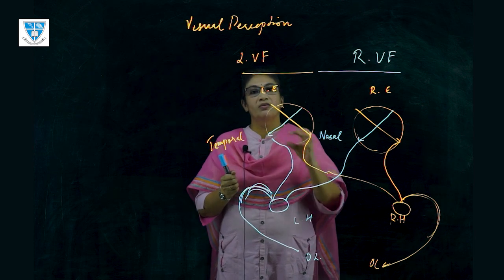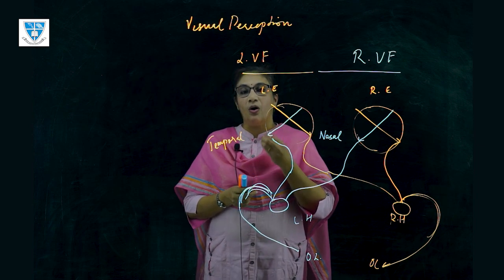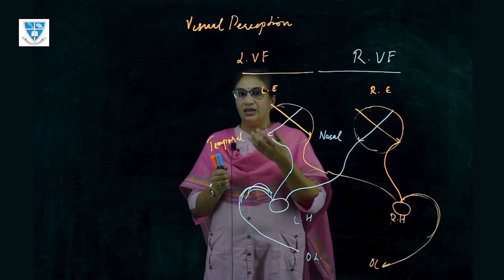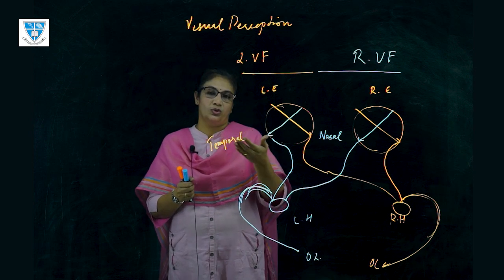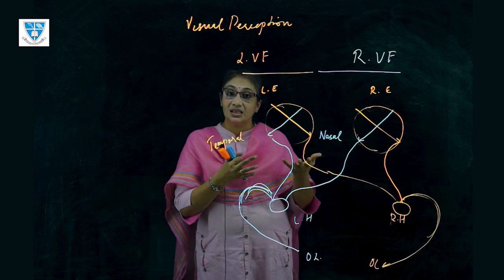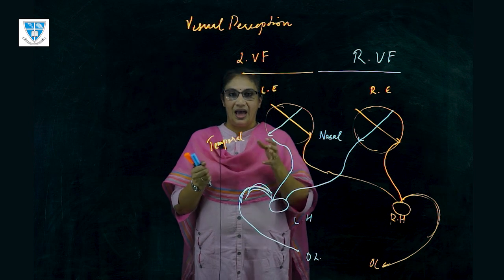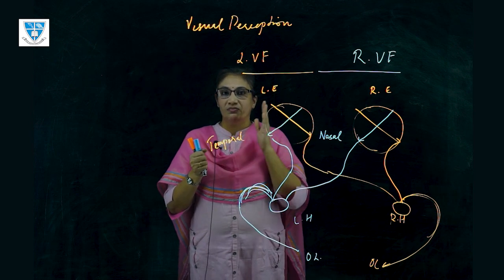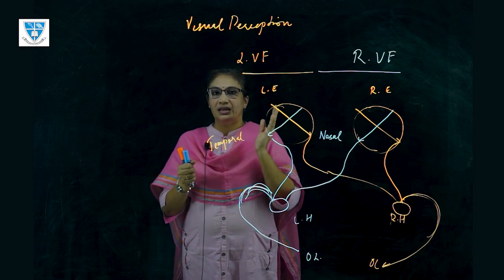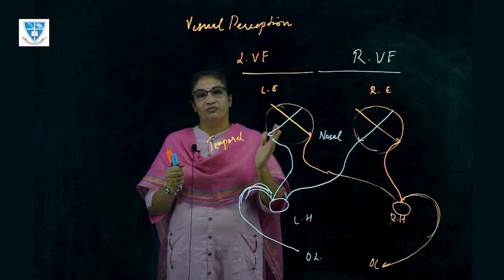Now take for example when you are reading. It is purely a verbal thing. You are reading a book, but reading takes place through visual perception. Initially the processing takes place in the right hemisphere, and while you are reading, you are not consciously aware, but you have the scanning movement of the eye.